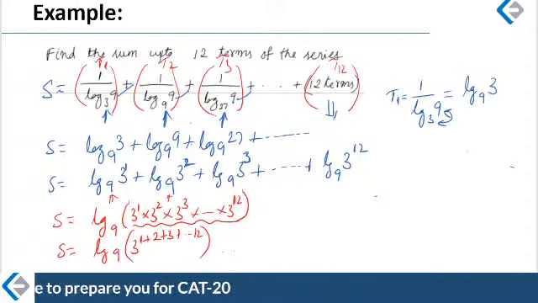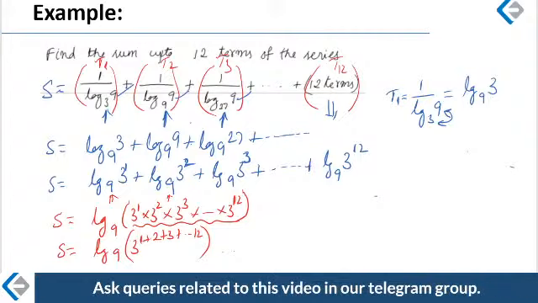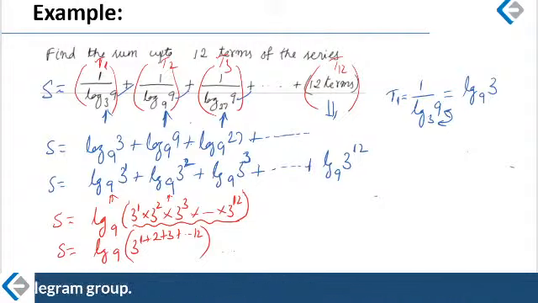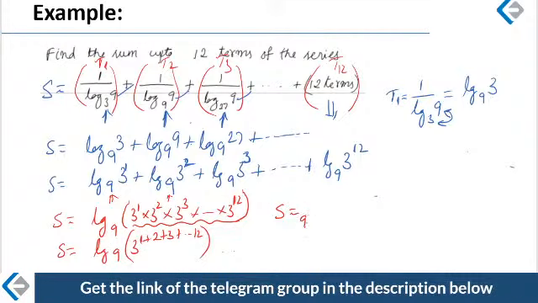So we can add the numbers, the summation series 1, 2, 3, 4, 5 up to 12, that we know. That is nothing but 12 into 13 divided by 2. Therefore it will become S is equal to log 9 and then 3 raised to power 78. What did I do? I just added these numbers in the power. It has become 78. Good.